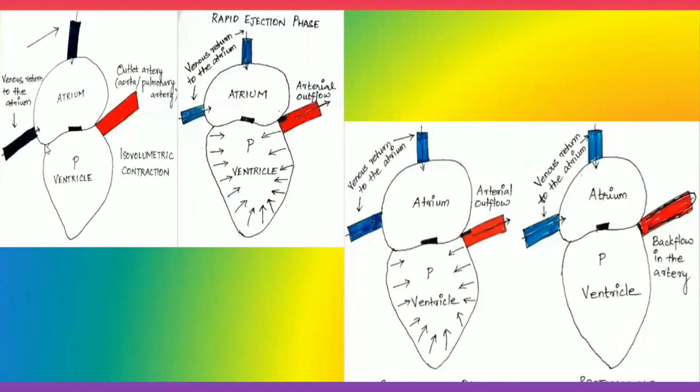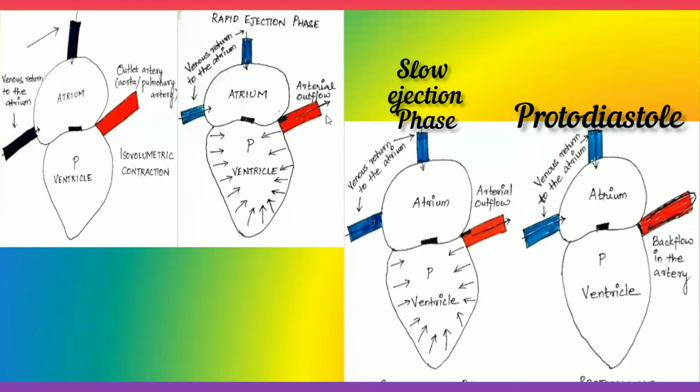Now summarizing the events: isovolumetric contraction. What is isovolumetric contraction? There will be constant volume in the ventricle because both the doors of the chamber, that is the AV valves and semilunar valves, are closed. What is the rapid ejection phase? Because of higher pressure in the ventricle and low pressure in the artery, what will happen?